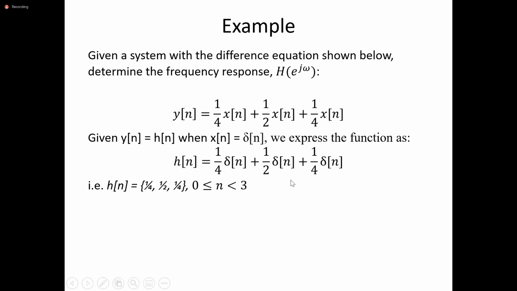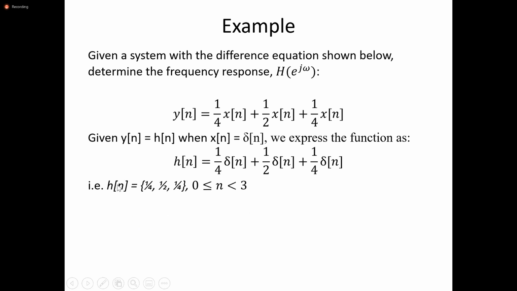Sorry, something is missing there. This should read: h of n is equal to a quarter delta n plus half delta n minus 1 plus a quarter delta n minus 2. Very important omission there. I will correct it, and I will send it out corrected.